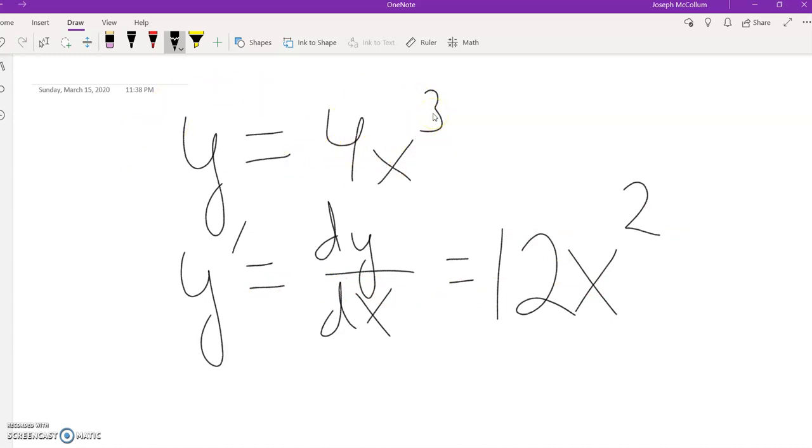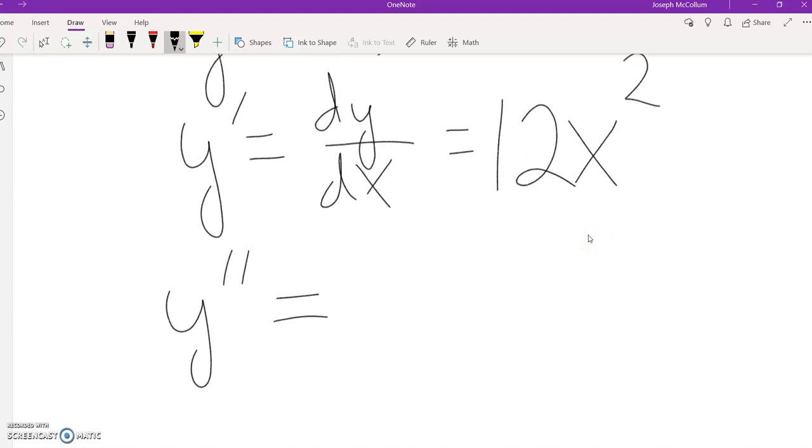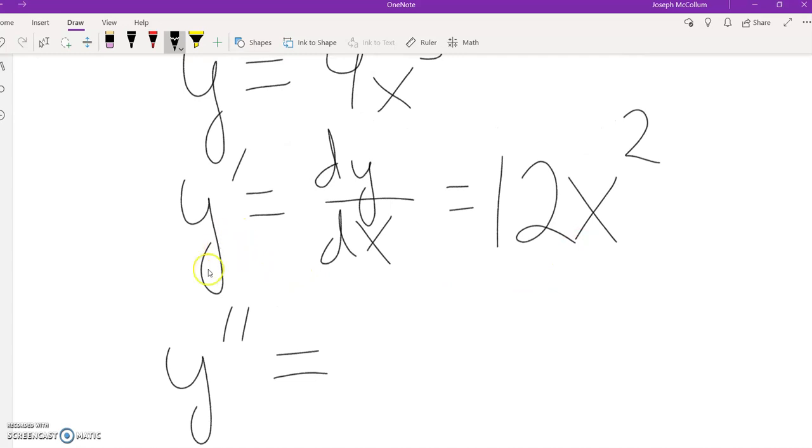Again, this is by the power rule, which brings the power down to multiply, as I did, 4 times 3, and then subtract 1 from the exponent to give us x squared. By the way, sometimes you are asked to find the second derivative. The second derivative is the derivative of the first derivative.